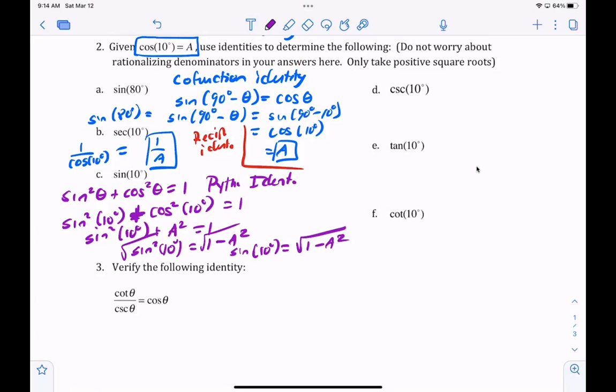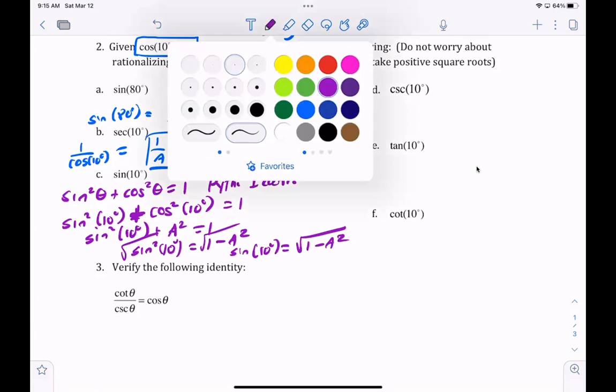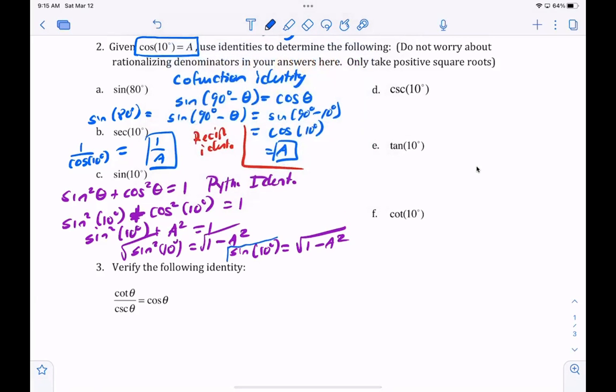Technically, it's really plus or minus. There are actually two sign values that will satisfy this. But for this problem, I said just take the positive square roots. So those will be angles in the first quadrant.